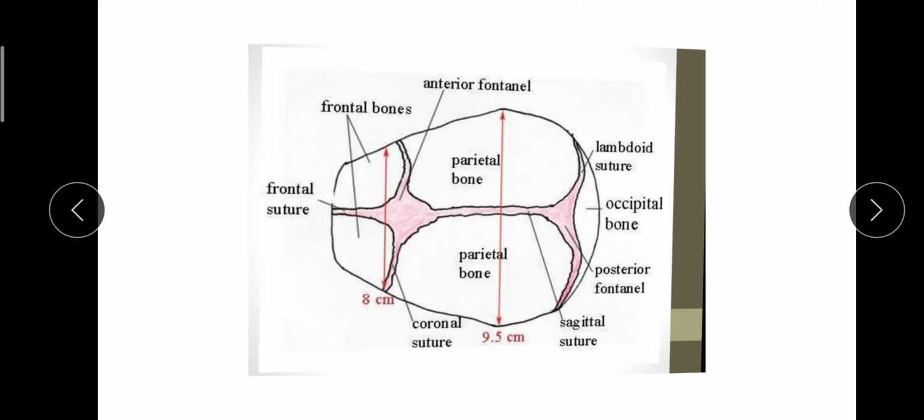In this picture we can get an idea about the transverse diameters. This first one is the bitemporal, and this is the biparietal. The measurements are 8 centimeters and 9.5 centimeters.